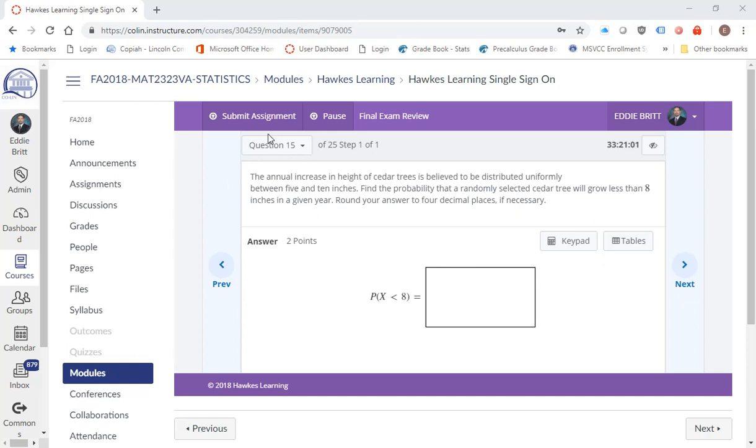Moving on to problem number 15. This appears to be a uniform distribution. It says that the heights of trees are distributed uniformly between 5 and 10 inches. Find the probability that a randomly selected cedar tree will grow less than 8 inches in a given year.